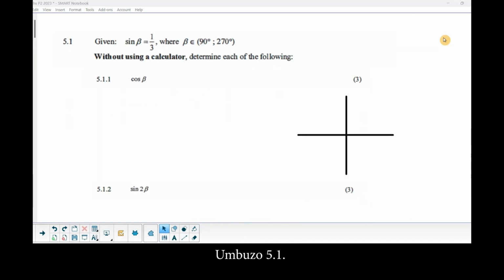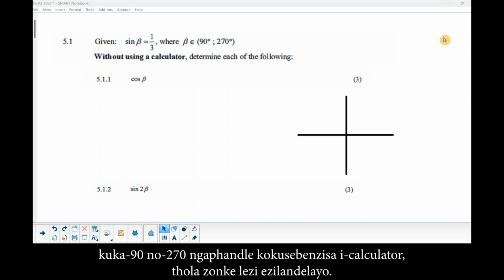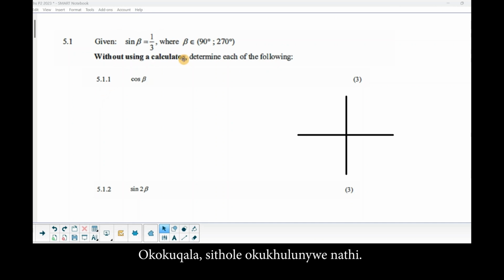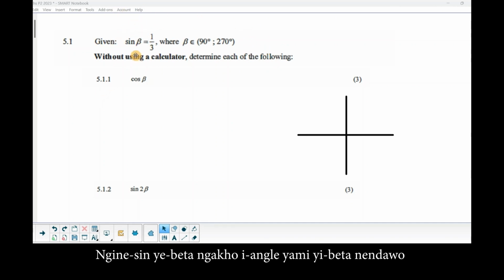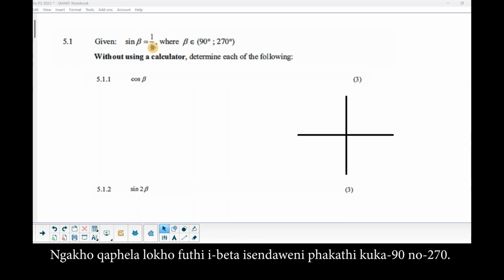Question 5.1. Given that sine of beta is equal to 1 over 3, where beta lies between 90 and 270, without using a calculator, determine each of the following. So first, let's decipher what's given to us. I have sine of beta, so my angle is beta, and my ratio of that angle in a triangle is 1:3. What we also notice is that sine has a positive ratio, so bear that in mind. And beta lies between 90 and 270.